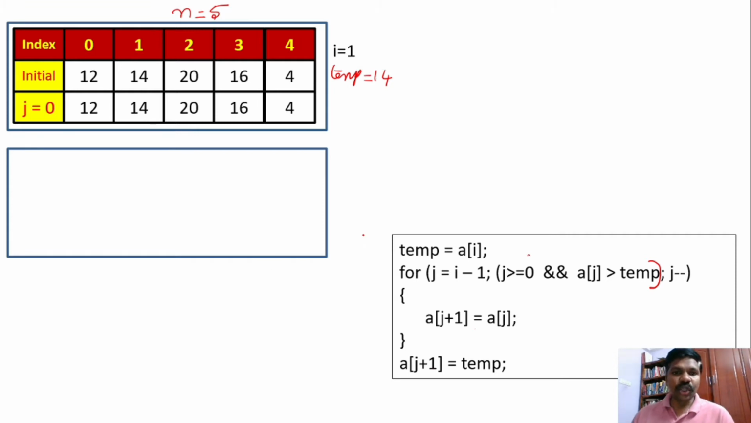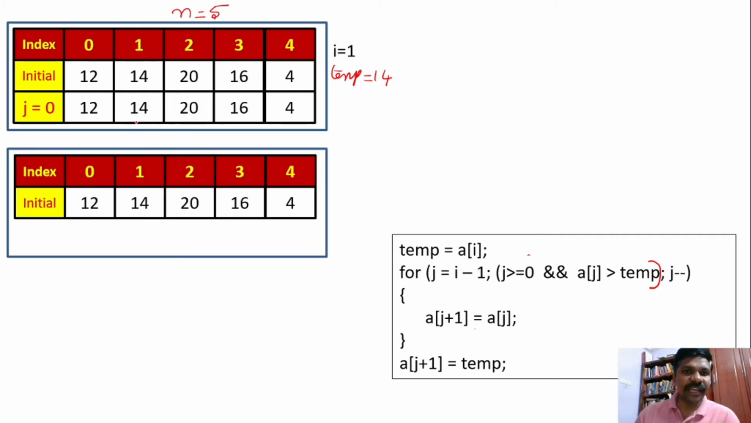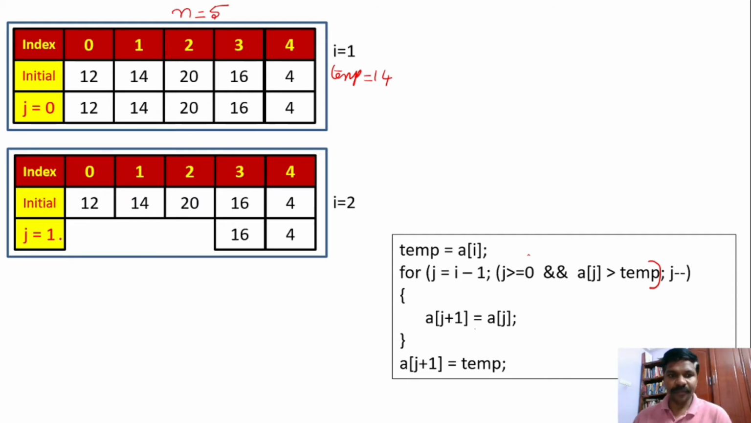Next I will take i is equal to 2. Before entering i equal to 2, this is my initial position of the array. Now my i is equal to 2, and j starts from i minus 1, which means j is equal to 1. Let us see the condition. j must be greater than or equal to 0. This condition is satisfied. And what about a of j? That is a of 1 greater than temp.